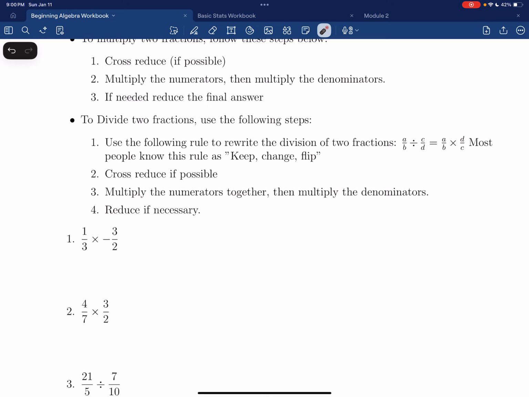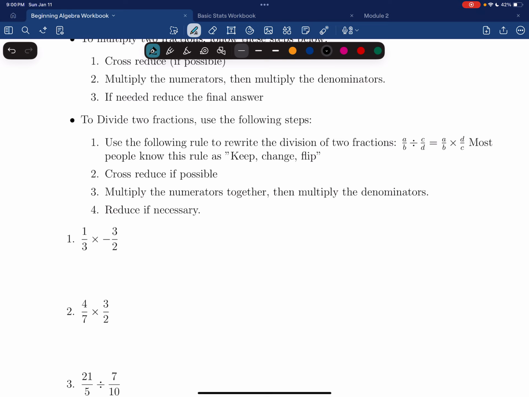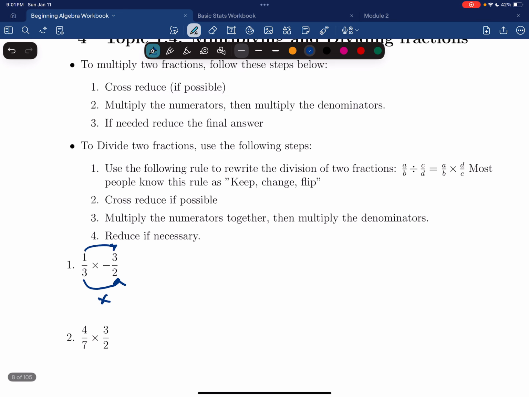So let's first do example number 1 without cross-reducing. I'm going to do that in blue. What we're doing in blue is without cross-reducing. So we don't cross-reduce, we're just going to skip step number 1, and we just simply multiply the numerators and denominators together. So what that gets us is 1 times negative 3 over 3 times 2.